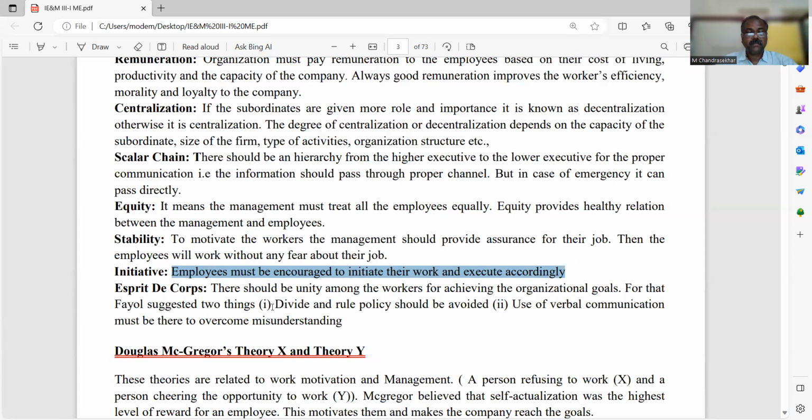Next, esprit de corps. There should be unity among the workers for achieving the organizational goals. Fayol has suggested, number one, the divide and rule policy should not be followed. Second one, use of verbal communication must be there to overcome misunderstanding.